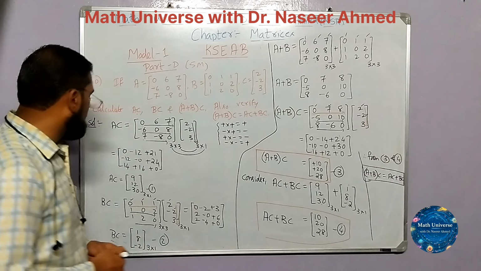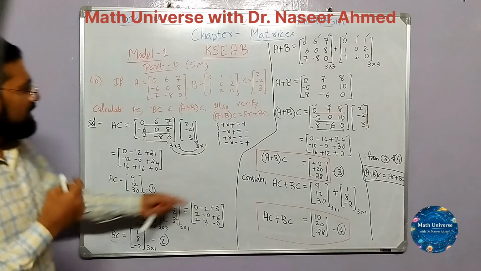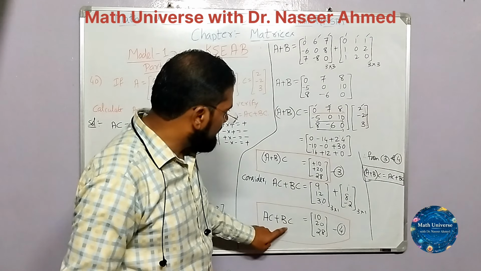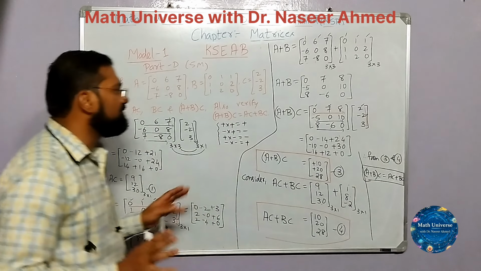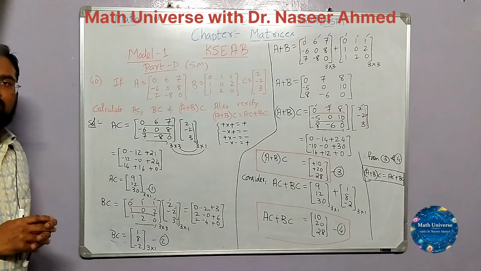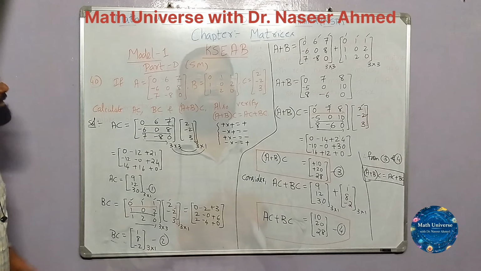The marks allotment will be like this. Calculating AC will be 1 mark, BC 1 mark, then A plus B will be 1 mark, then this 1 mark. Getting this with the conclusion will be finally 1 mark, totally 5 marker. So with this, model paper 1 is completed on chapter matrices.